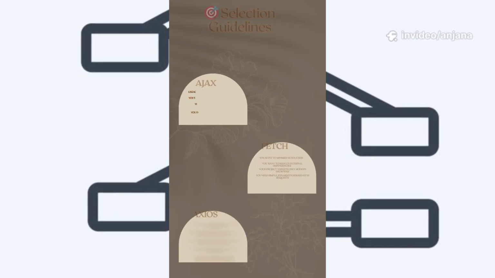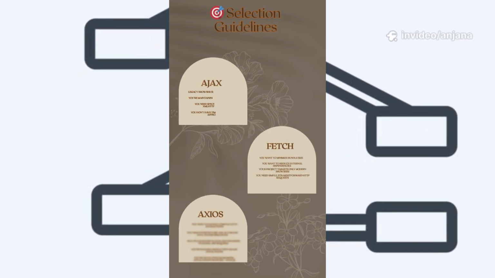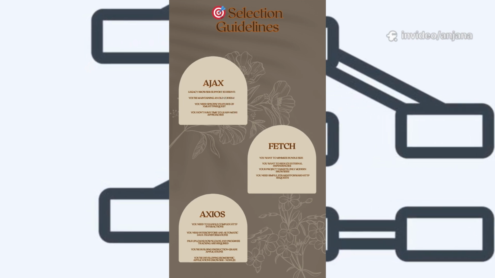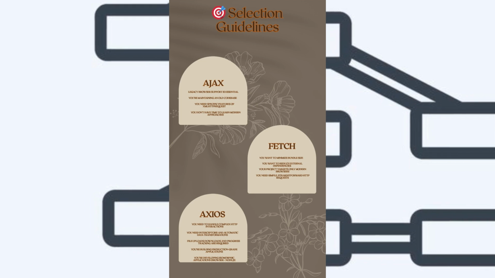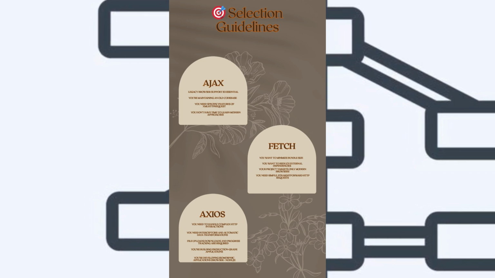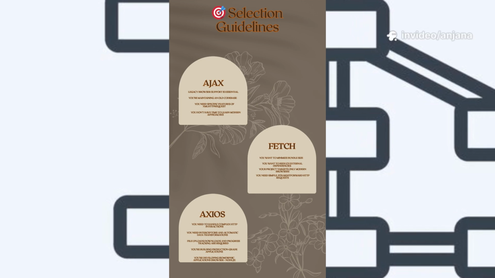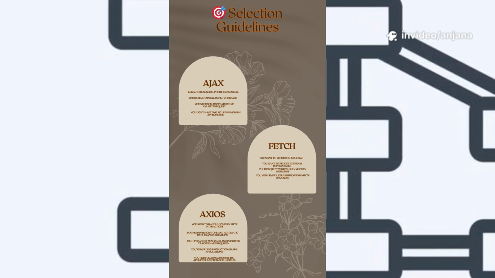So, how do you choose? Pick AJAX for legacy browser support or maintaining old codebases. Choose Fetch for minimal bundle size, simple requests, and modern browsers only. Select Axios for production applications, complex HTTP interactions, interceptors, progress tracking, and team consistency.